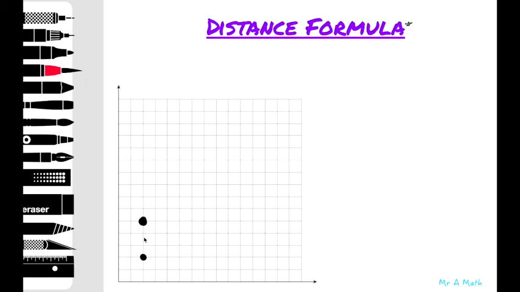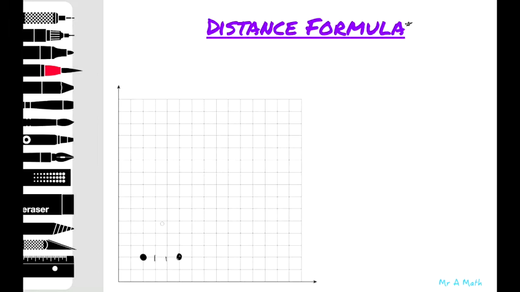So let's say you need to find the distance between these 2 points. Normally how we do that is we just count 1, 2, 3. And so the distance between these 2 points we would say is 3. Okay? One other way we could find the distance between 2 points is if they're horizontal from each other, like this. So again, I could count 1, 2, 3.